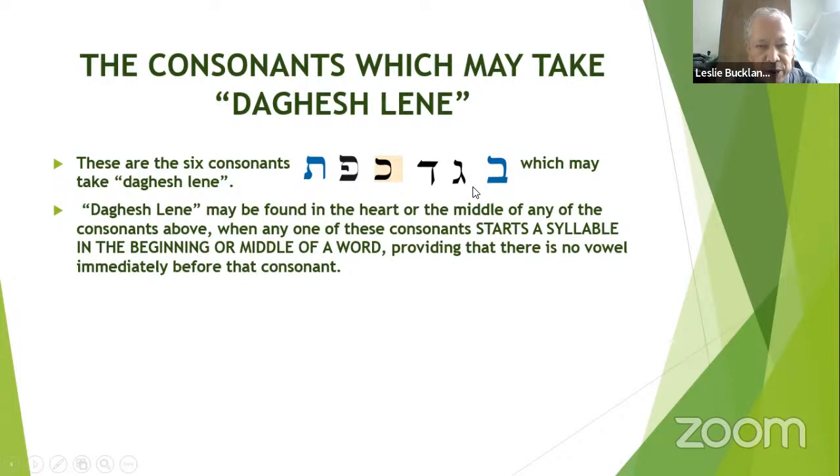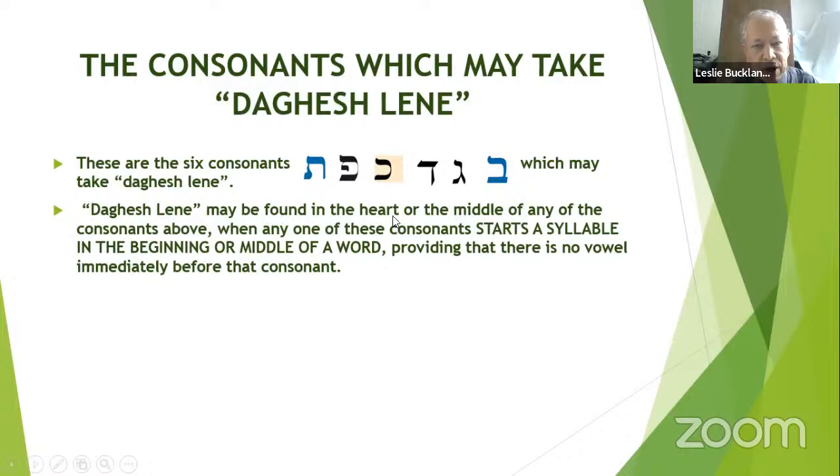the different writers of the grammars teach that you may remember these 6 letters by turning them into 2 words, by saying Begath, Kefath, Begath, Kefath. And when you hear Begath, you think of these 6 letters, Begath, Kefath, or more accurately, I should say, Vegath, Kefath. So these are the 6 consonants that may take dagesh lene in the middle of each of them.